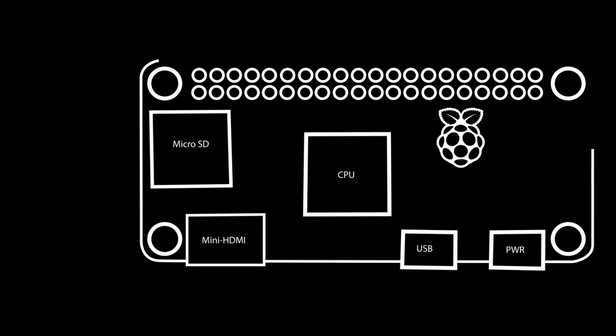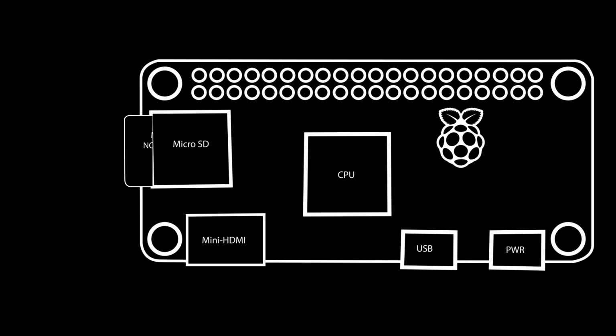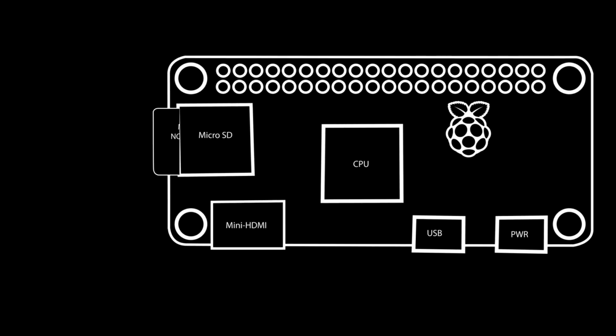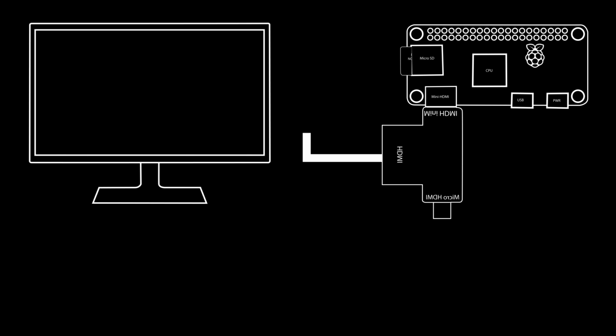Now that we have all of our parts, we can get started. The first step is to insert the micro SD card with Raspbian or NOOBS on it into the Pi. After that, hook up your mini HDMI adapter to the Pi, then plug in the HDMI cable to both the TV or monitor and the adapter.